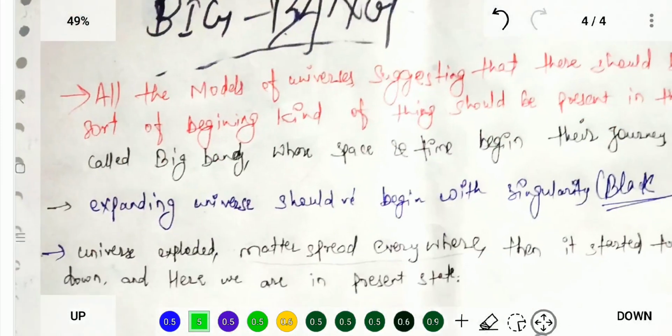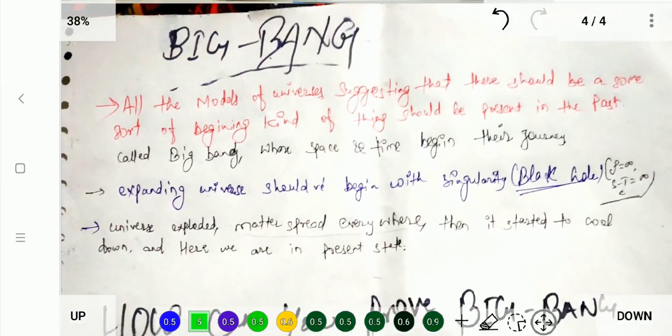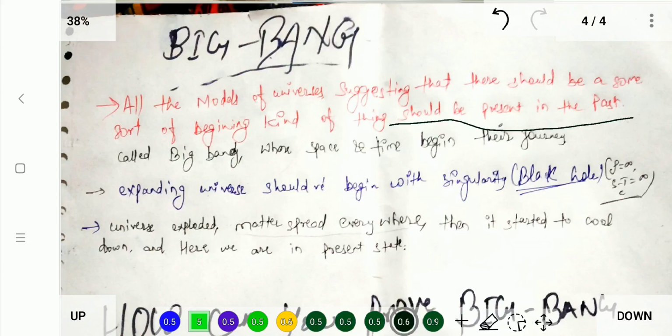Now, what about the Big Bang? All the models of the universe we told you, the three models, suggest that some sort of beginning should be present in the past, called the Big Bang. Everything started from something, and we assume that it started from a very tiny object with infinite density. It exploded, space-time began and the expanding universe began. That object from which the universe began is called a singularity, which we now also call a black hole. A black hole is a singularity.